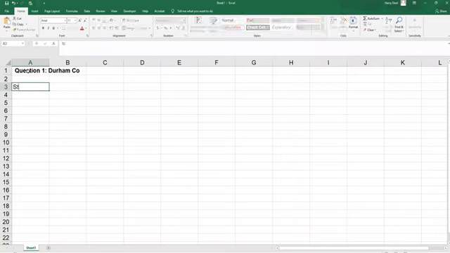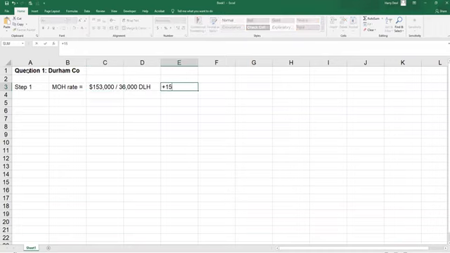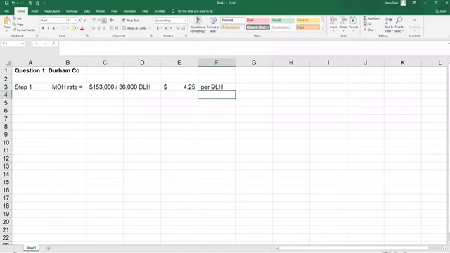So the manufacturing overhead rate for the year would be the estimated manufacturing overhead, 153,000, divided by the total budgeted direct labor hours, which works out to 153,000 divided by 36,000, or $4.25 for every direct labor hour.